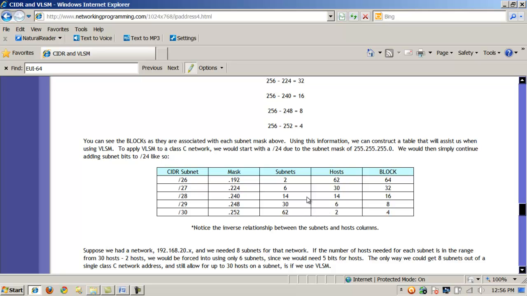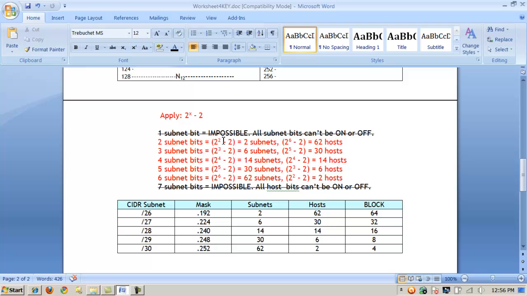Notice there's an inverse relationship. Here I start at 2 and end at 62. Here I start at 62 and end at 2. Look at my formulas, the same thing applies: 2 bits, 6 bits, 2 to the 6 minus 2. And then they flip, or invert, as we go down. So now that I'm using 6 bits and 2 bits, it's 62 subnets and 2 hosts.